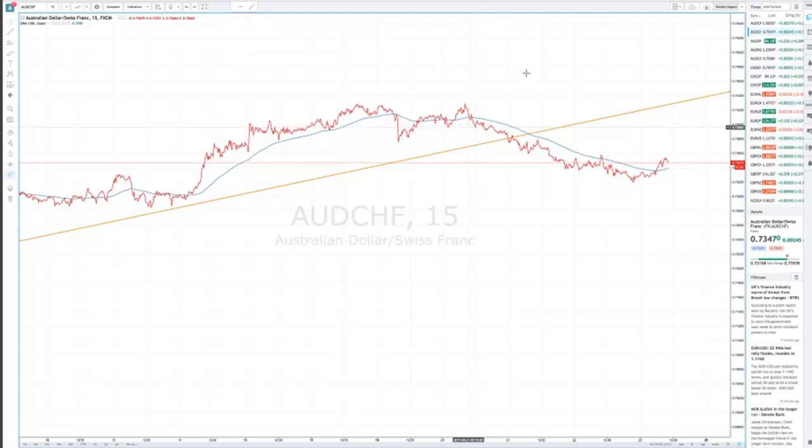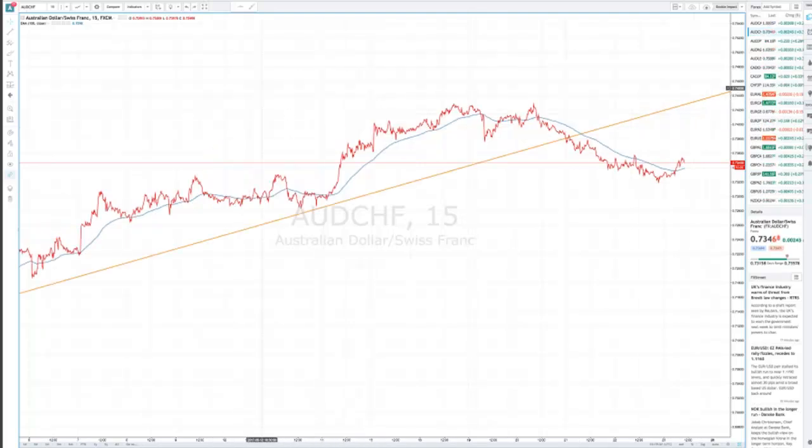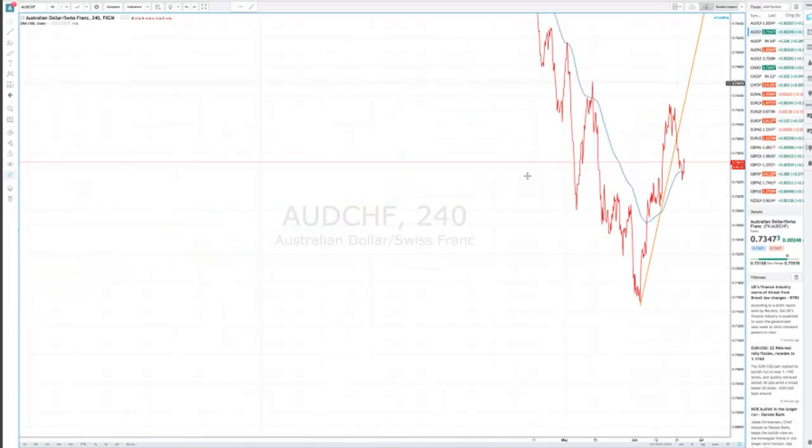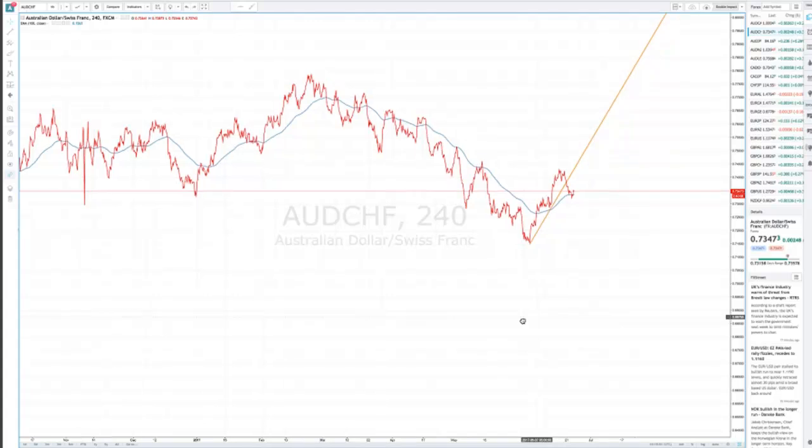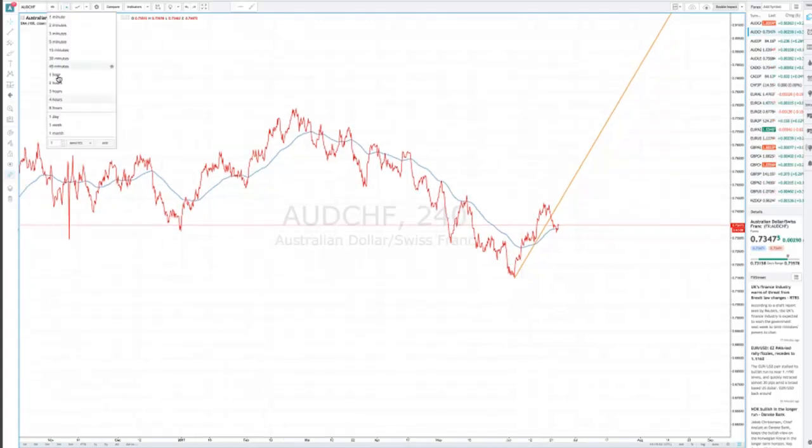So let's look at some others. Oh, and if you want to take more of the market context into here, if you take a look at this on a 4-hour chart, you will see that trend line there. Oops, is it the 4-hour or it might be the daily?